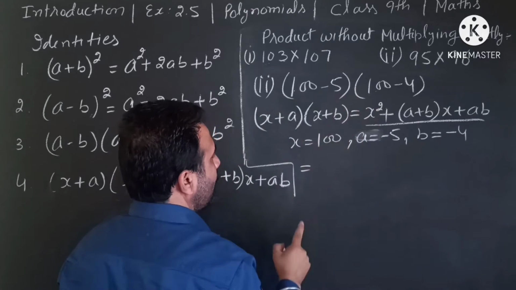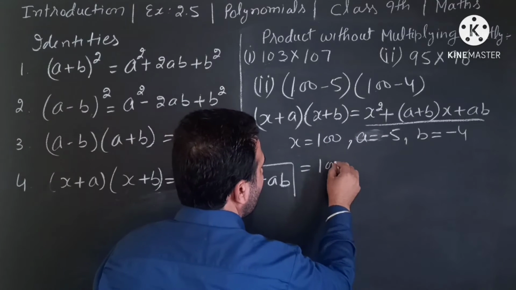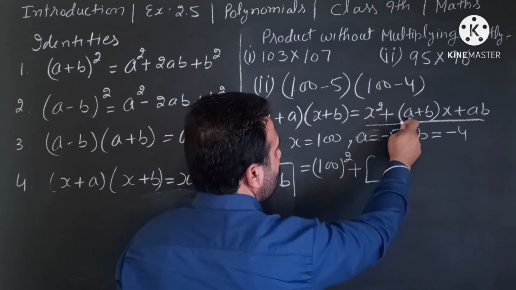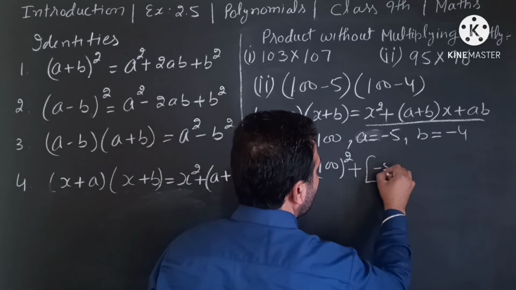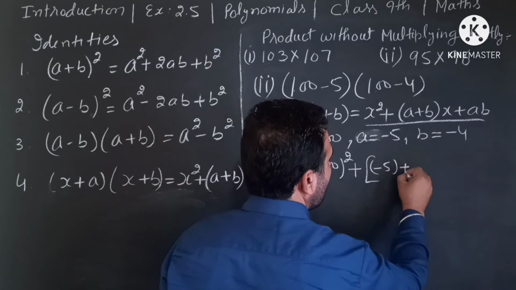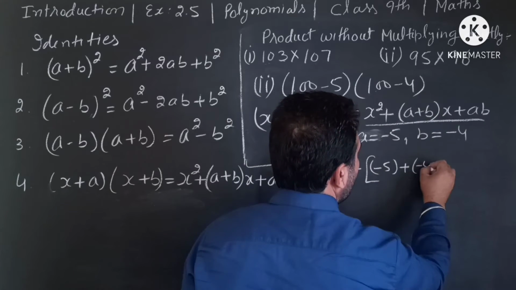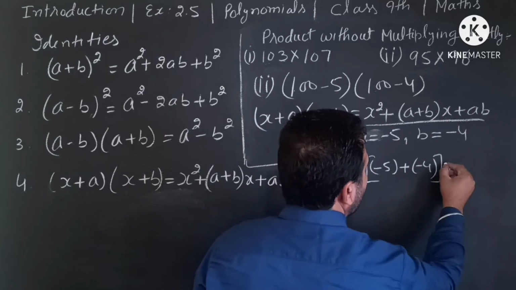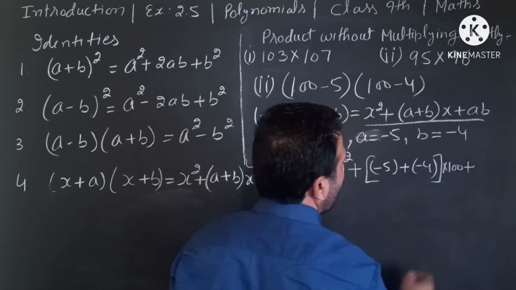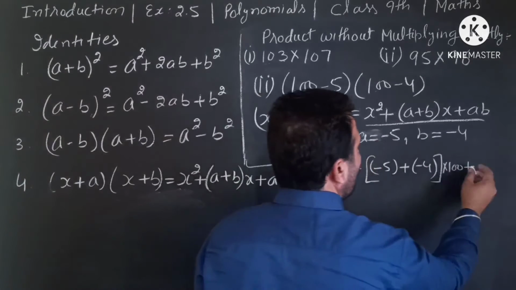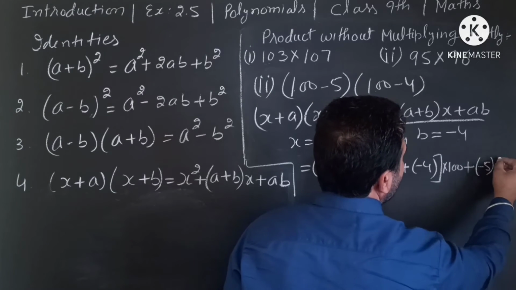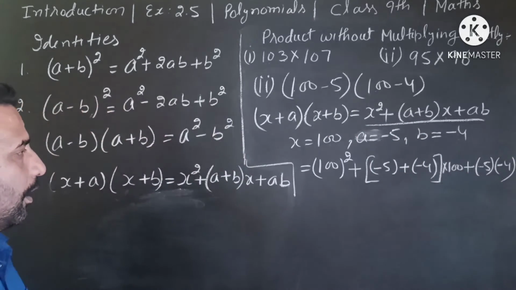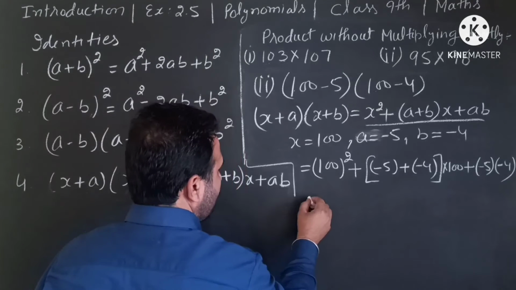So, x raised to power 2, the value of x is 100, I will write here 100 power 2. Then plus bracket, the value of a is -5 plus the value of b is -4, bracket close. Value of x is 100 plus a, the value of a is -5 and the value of b is -4. Now we will solve this expression.